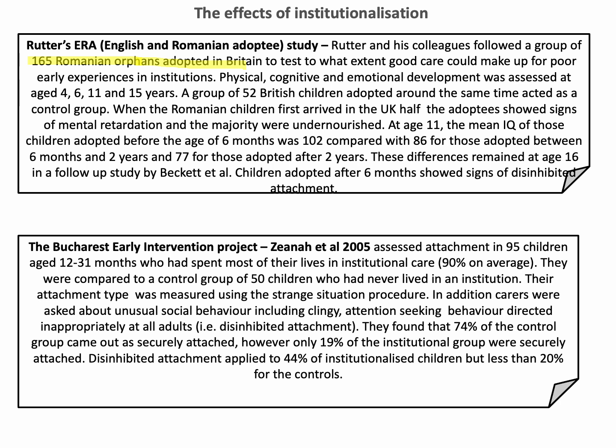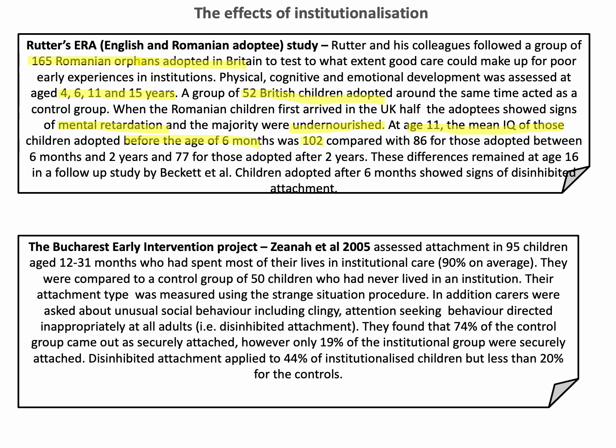So physical, cognitive and emotional development was assessed at various times in their life, at 6, 11 and 15 years of the child's life. And then there was a control group of 52 British adopted children. So when the Romanian children first arrived in the UK, they showed signs of mental retardation. So there's your first effect of institutionalisation. Low IQ, mental retardation. They were also undernourished, so a lack of physical development. At age 11, the mean IQ of those children that were adopted before they turned 6 months was 102.